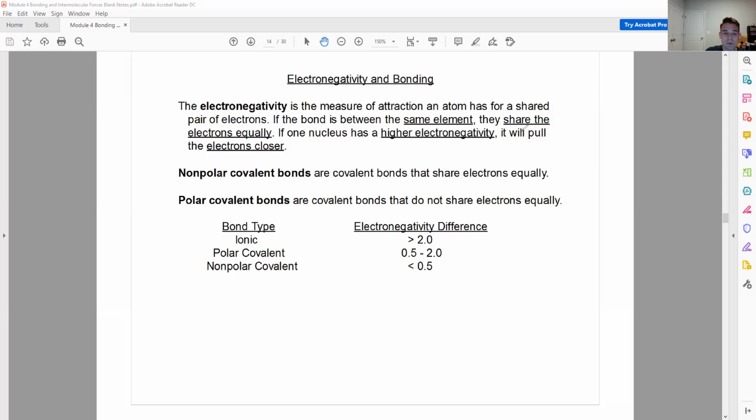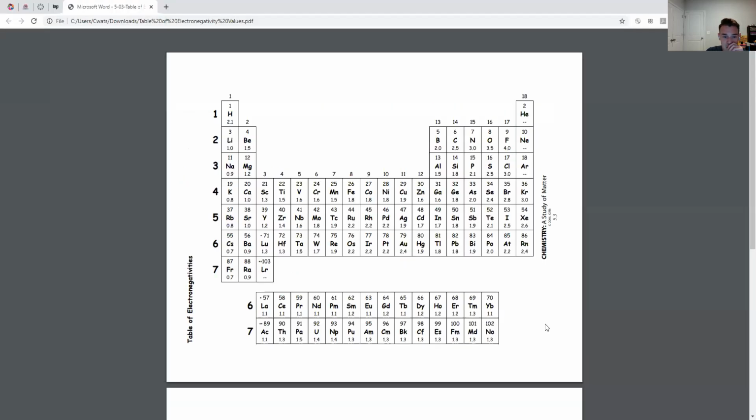What you want to use, and again, all electronegativity tables are not made the same, so I've posted one here. I want you to use the one that's posted in the modules. This is what it looks like, and it gives you all of the electronegativity values for the different elements. And that's what we're going to use.